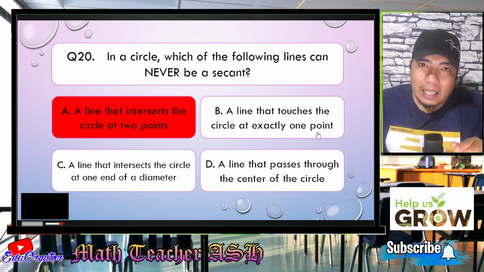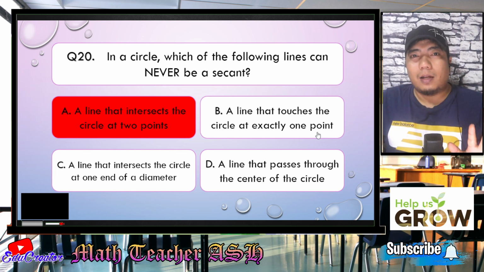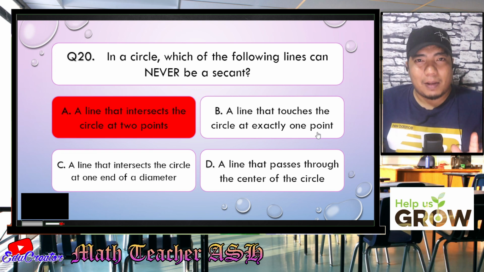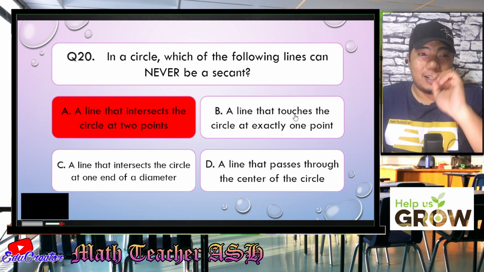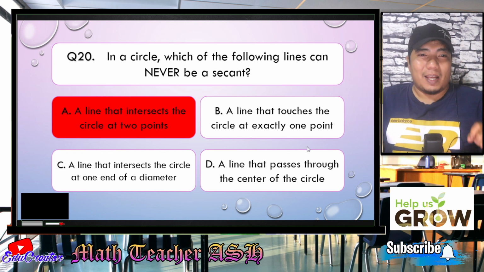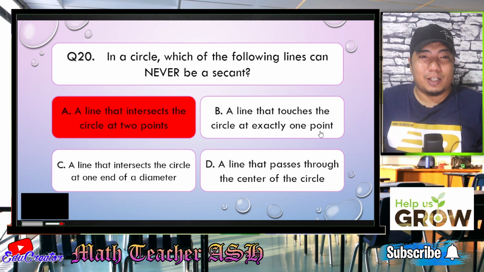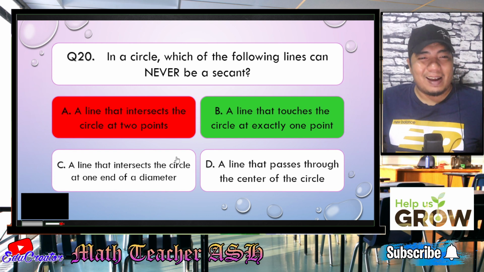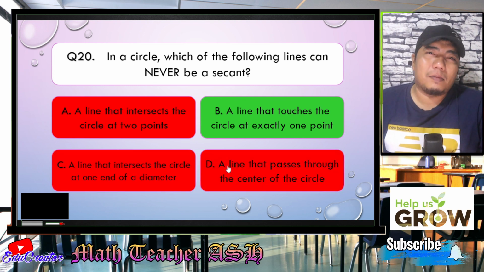And that is not a secant. What do you call that line? My dear math learners, that is what we call a tangent, the thing that we have already discussed in question number 19. So therefore, the correct answer for this question is letter B. Alright. Easy, right? Very easy, my dear math learners.